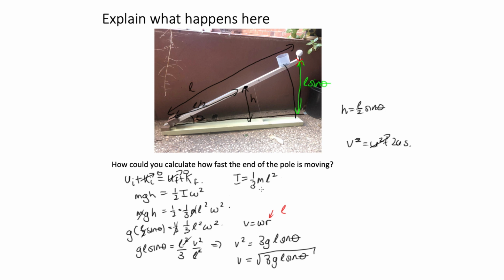So we can say V squared is equal to 2 times the acceleration, which is due to gravity, times the displacement, L sine theta. So you can see the velocity of the ball is given by the square root of 2gL sine theta. So the cup is actually moving slightly faster than the ball at the bottom here.